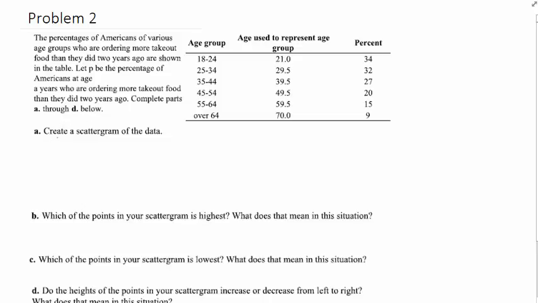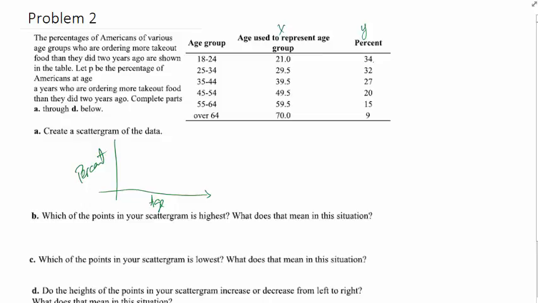The first thing they ask for is to create a scattergram. So let's create a scattergram. We're going to focus on the group and the percentage, and we can label that X and Y if we want, or we can label it age and percent.